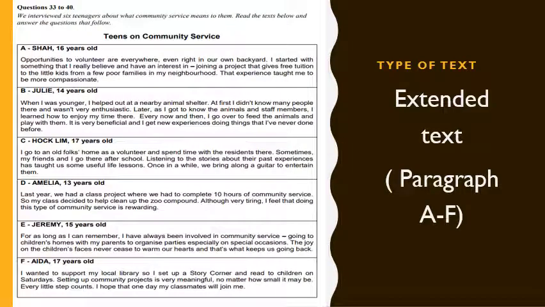Now let's look at the type of text. It is an extended text. You can look at the sample of the text. There are some paragraphs. Paragraph A, B, C, D, E, F.